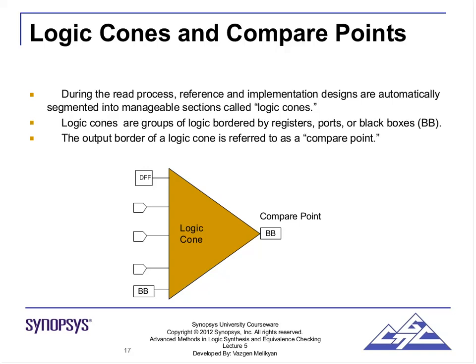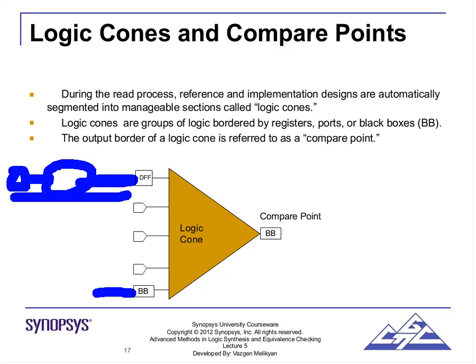So let's say in this case, let's go back here. Let's see, there is some logic here also. Now it started with an input port, goes through the combinational cloud, and hits the first DFF it sees. This on the left side is a logic cone, and the compare point is this DFF. Now it again starts at the output of the DFF and traverses through combinational logic and hits, let's say, the black box input pin. For this compare point, the black box input pin, this is the logic cone.